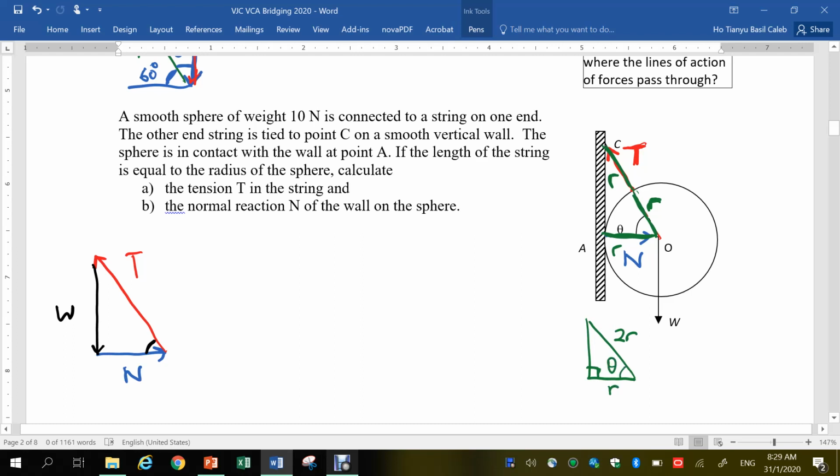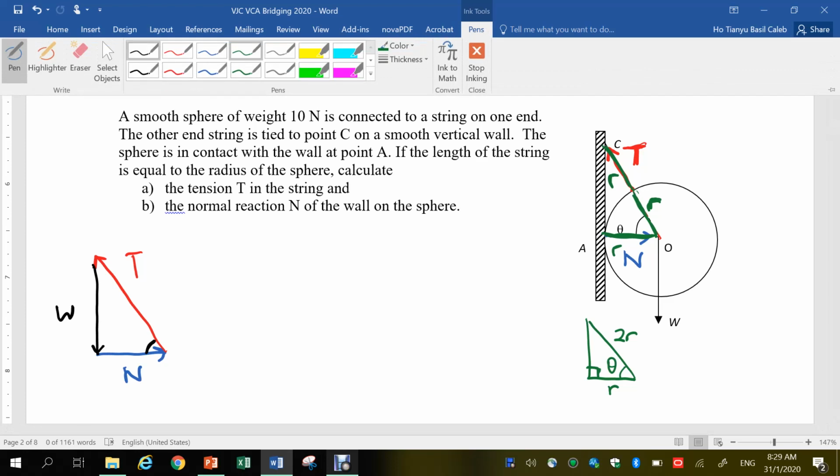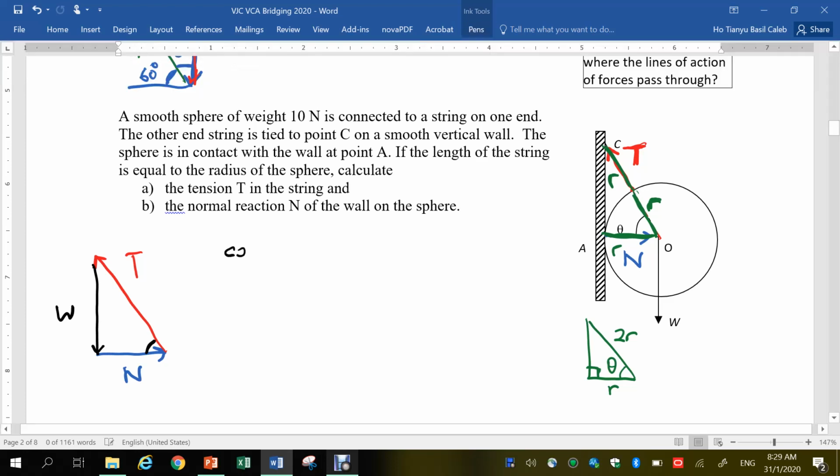So with this, you can use cosine to find the angle theta first. Cosine theta is R over 2R, which is hence half. Using this, you can find the angle theta to be 60 degrees. That's the first step, the first difficulty. Once we have this angle, we can fill this in over here.